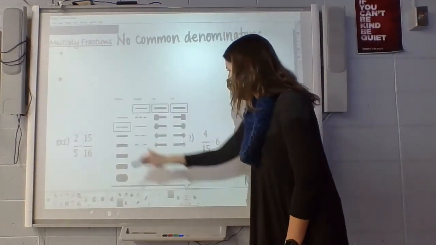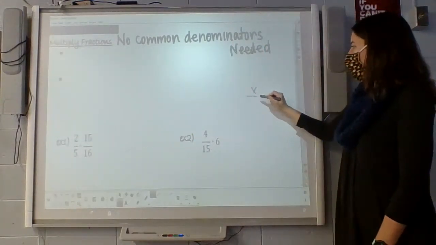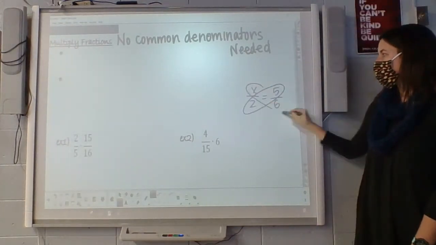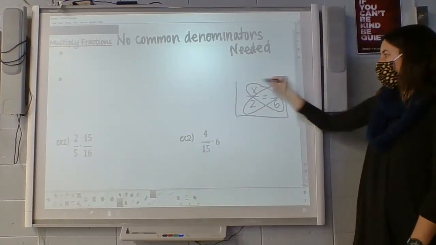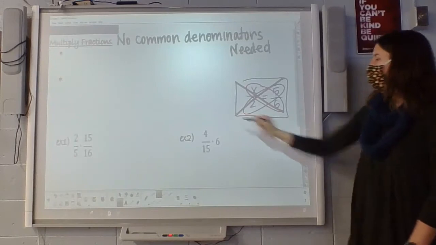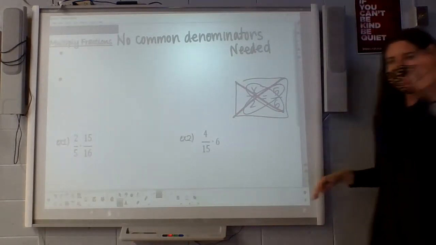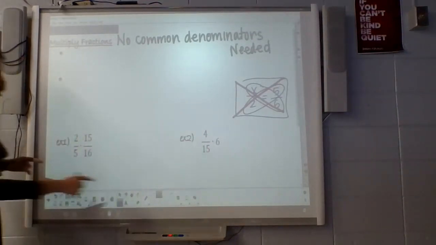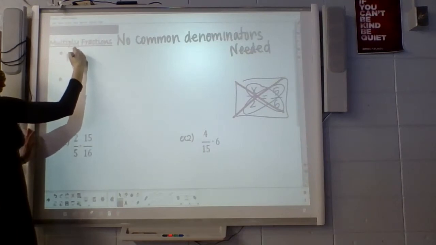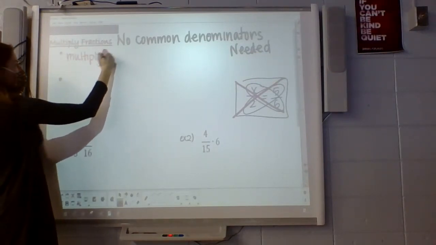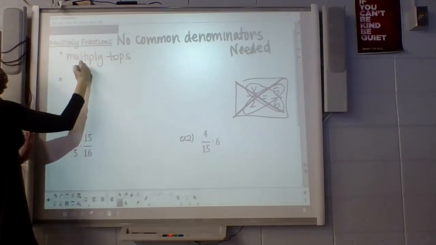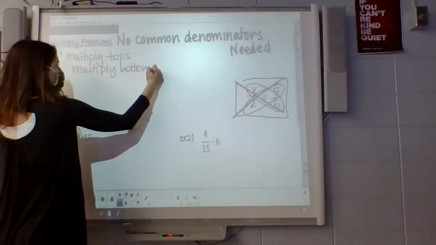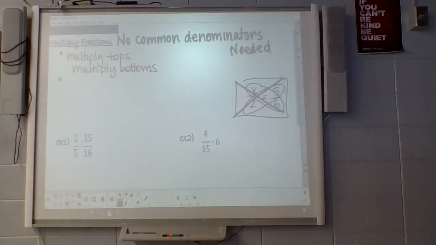Where cross multiplying shows up, just to kind of quickly, is when I have an equal sign between them. So if I have something like this, that's when you cross multiply. So we're not doing this. This is a no-no right now, so don't do that. Bad. Don't cross multiply. So like Kylie said, we're just going to multiply across the top and then multiply across the bottom. So I'm going to write that as a step, and then we'll actually do that. So multiply the tops, multiply the bottoms. That's straightforward.